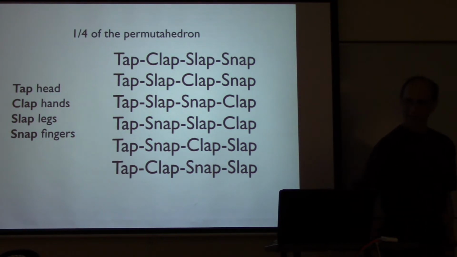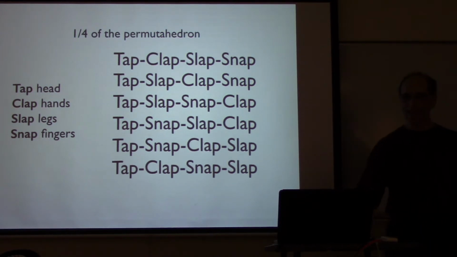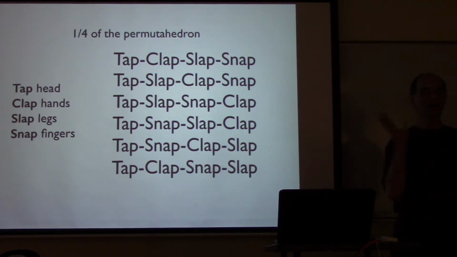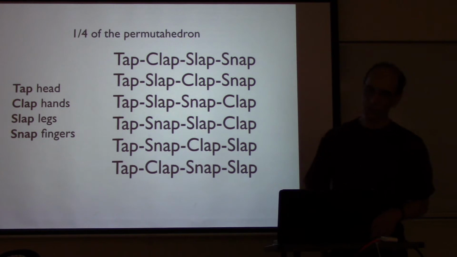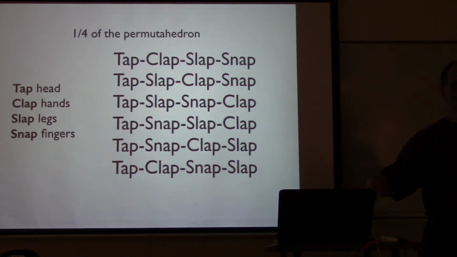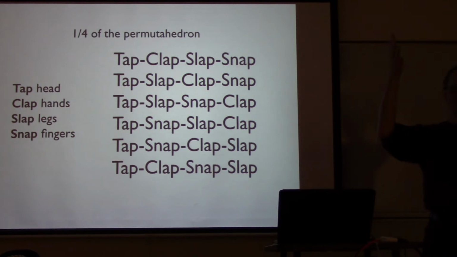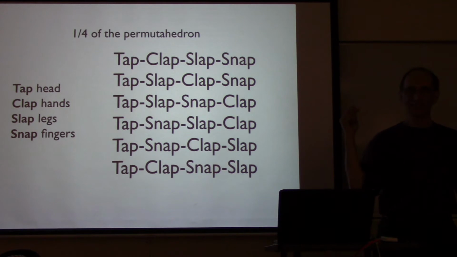So here is 1/4 of the permutahedron, and a tap is a tap on the head, a clap is a clap, this is a slap, and this is a snap. I'm going to get you to practice 1/4 of the permutahedron with me. Let's just do the first one very slowly. Tap, tap, slap, snap. So we're going to go on, and here we go.